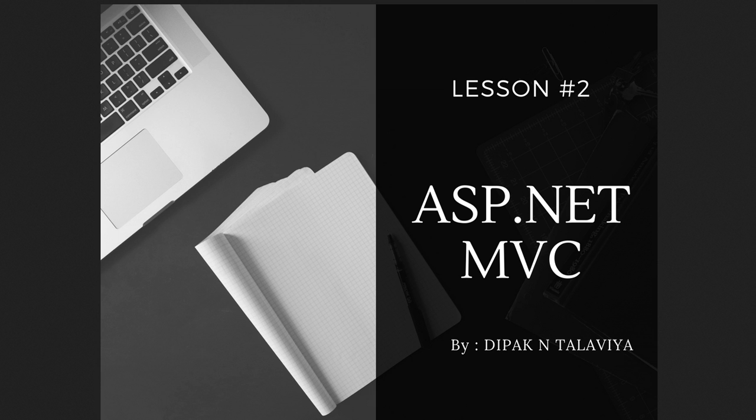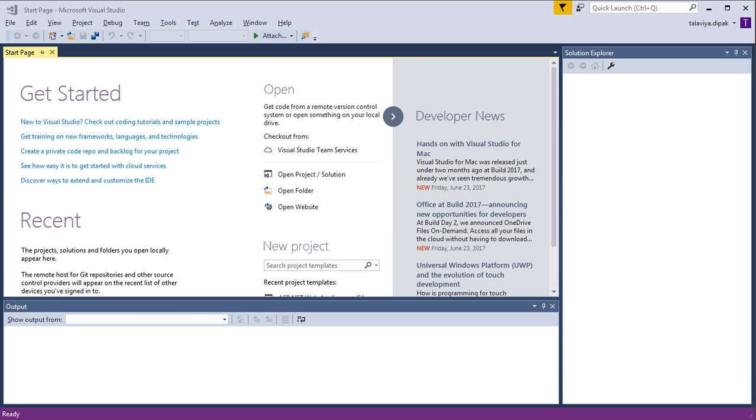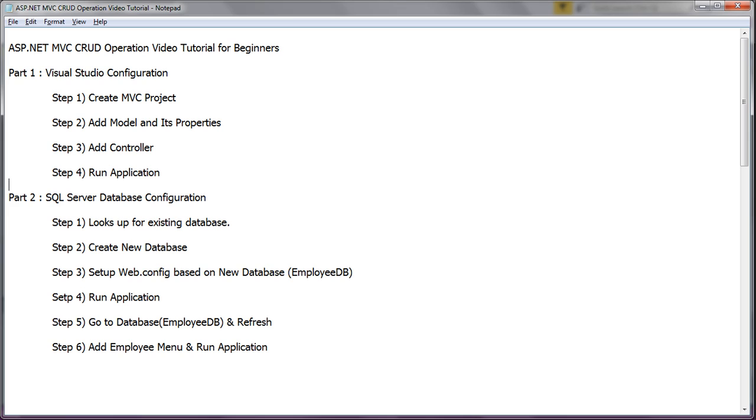Throughout this lesson 2, we are going to learn ASP.NET MVC CRUD operation. I just set up Visual Studio 2017 and let's start on this. Basically this tutorial is divided into two parts, one for Visual Studio configuration and the second one for SQL Server database configuration. So without wasting time, let's start and go through the first step.